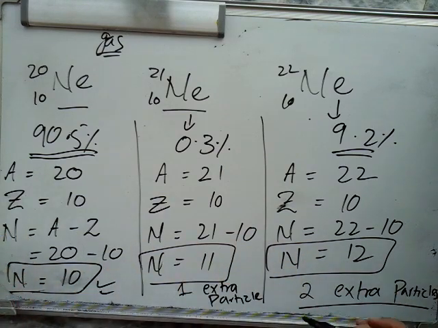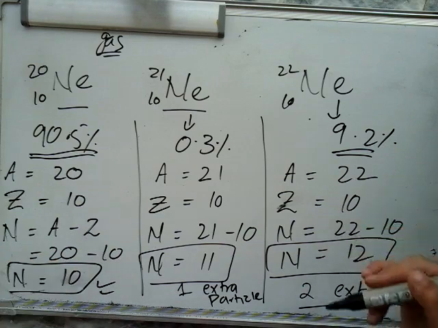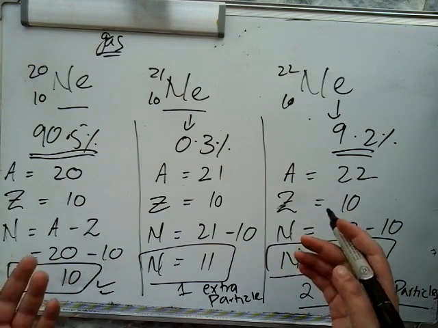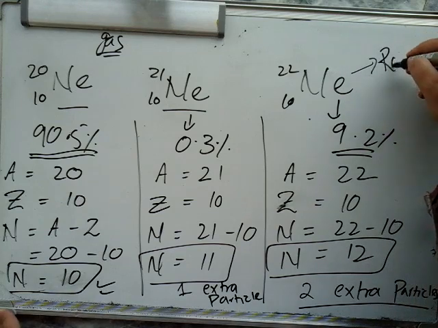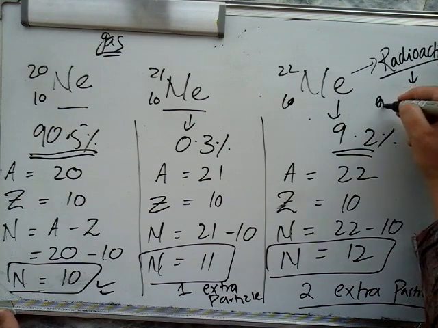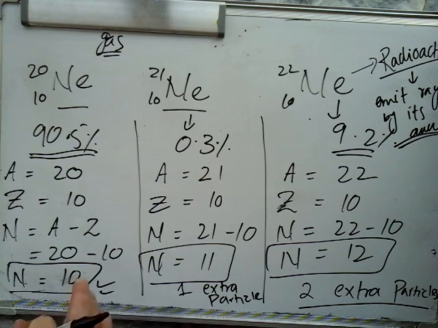So because of the presence of 2 extra particles in the nucleus of this neon, the nucleus would become unstable, and because of instability it will emit radiations. So we will say that this neon is radioactive. Radioactive means that it emits radiations, emits rays, by its own. Is that clear? So this is the concept related to isotopes, and I hope that you have understood.